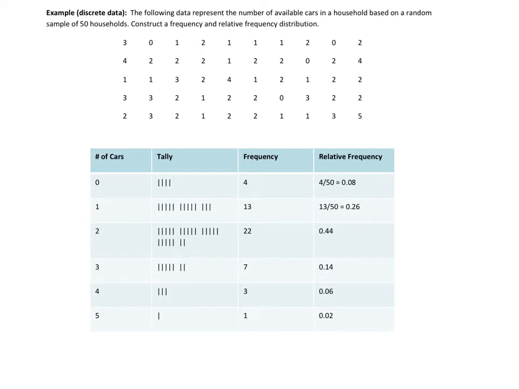So let's break this down. Again, we do a tally, much like we did before. This is our raw data, and with raw data, we start our tally chart. 0 cars in that household, 1 car in that household, 2 cars in that household. And again, they've already done all this for us. Once we're all done organizing our quantitative data, we can figure out the frequency. Once we have the frequency and our total number of observations, in this case 50 households, we know that.